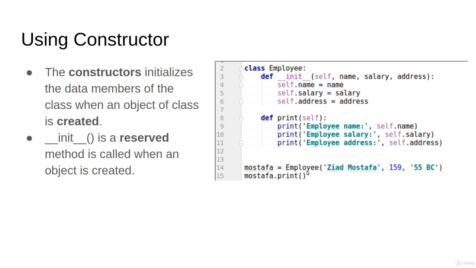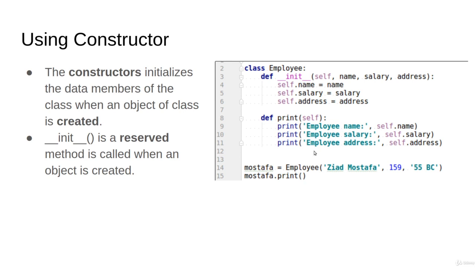When you write Employee, if you pass the parameters here, these 3 parameters, Python automatically will call the function init and pass these 3 variables this way. So the init is a reserved method that is used to create the object. So just making things more convenient for you.